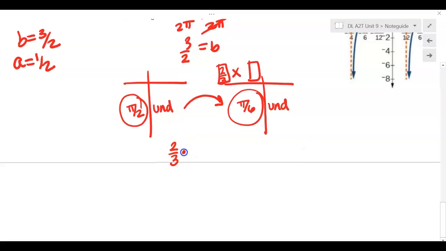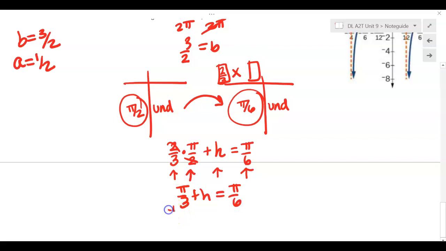So here's what we know. 2/3 was multiplied by the x value, which was originally pi over 2. And something, an h value, can be added or subtracted there, and that somehow turns that pi over 2 into pi over 6. So it starts as pi over 2, gets multiplied by the reciprocal of the b value, some mystery h value gets added, and we end up with pi over 6. That's what we know. And so this is the equation we're looking to solve. So this would say pi over 3 plus h equals pi over 6. If I subtract pi over 3 from both sides, I would get that h is negative pi over 6.